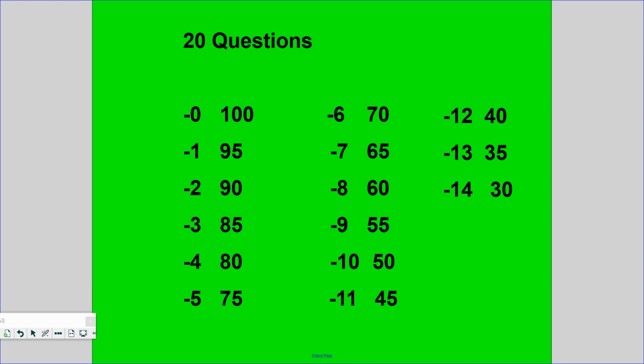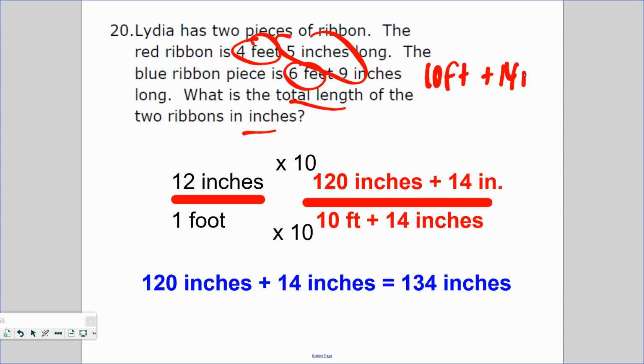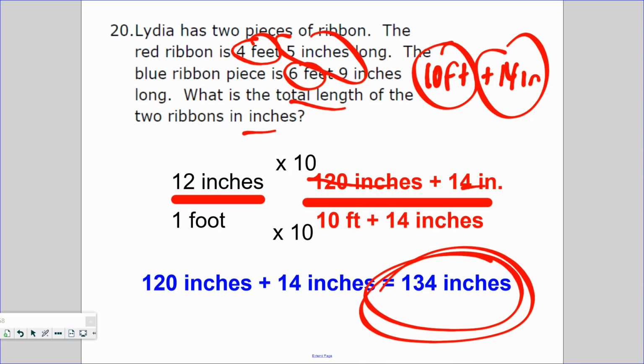And the last question, number 20. Lydia has 2 pieces of ribbon. The red ribbon is 4 feet 5 inches. The blue ribbon is 6 feet 9 inches. What is the total length in inches? If you add up these feet, that's 10 feet. Then you add up these inches, that's 14 inches. A foot has 12 inches. How do you build 1 foot to 10 feet? Times 10, that's 120 inches, plus 14 inches makes 134 inches. So good luck on your test. That's tomorrow.